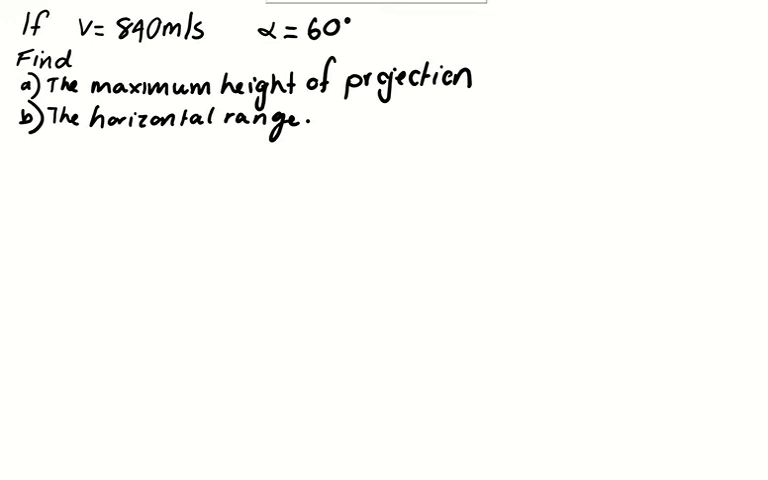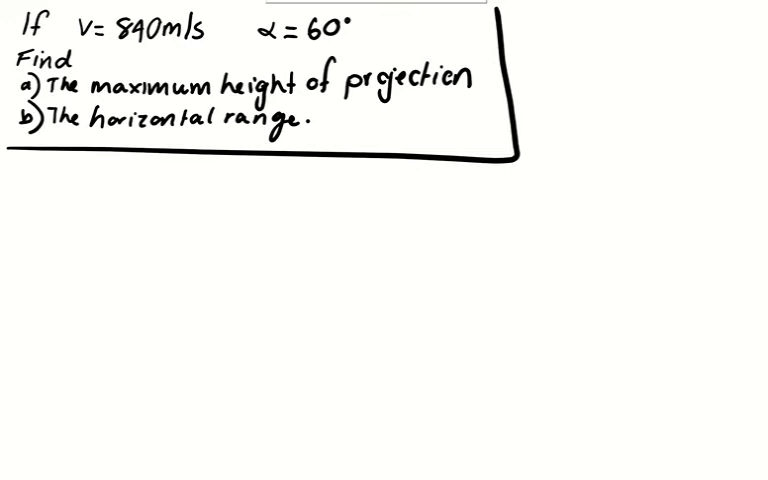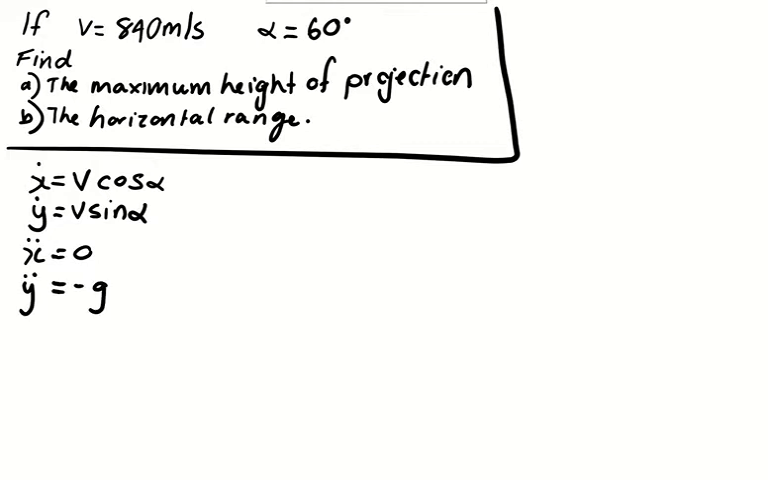Now, the very first thing I'm going to do on any projectile motion question is write down, whether it's going to help me or not, the 4 things we can assume. And this will get you somewhere, even if you're stuck with no idea what to do. So my 4 things that I can assume are that x dot is equal to v cos alpha, y dot is equal to v sine alpha, then x double dot is equal to 0, and y double dot is equal to negative g. And if you aren't aware of that, then watch the last video again.